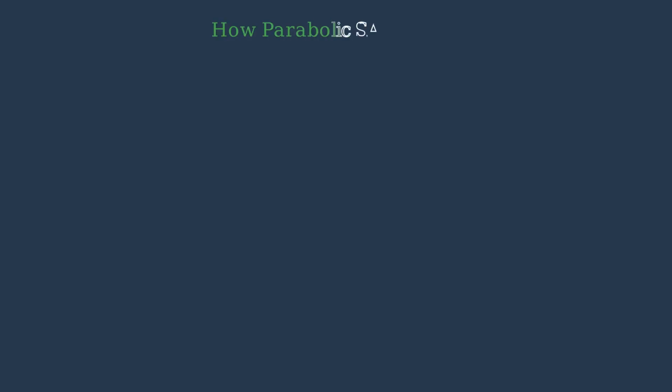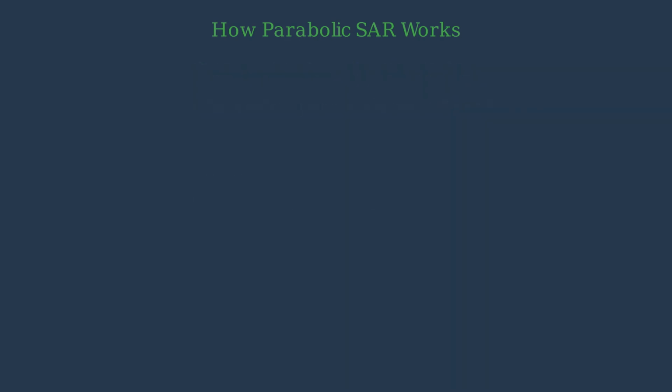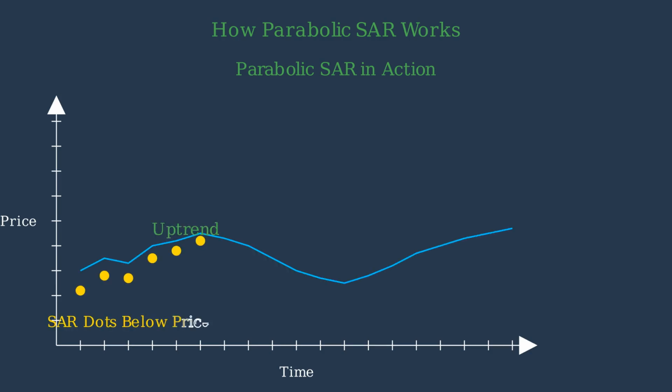Let's explore how the parabolic SAR indicator actually works. The parabolic SAR uses dots positioned relative to price to indicate market trends and potential reversal points. Let's visualize how this works on a price chart. Here's a price chart with the parabolic SAR indicator. During an uptrend, the parabolic SAR dots appear below the price line. When the trend reverses, the SAR indicator flips to the opposite side of the price.